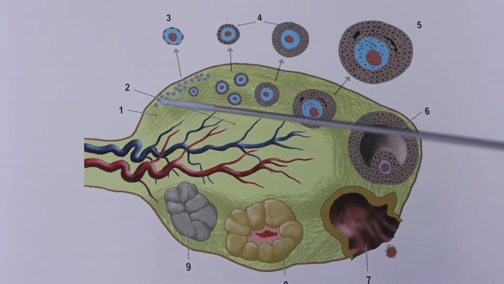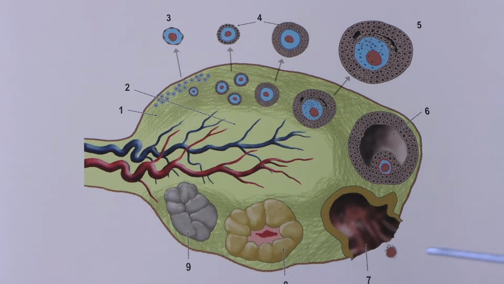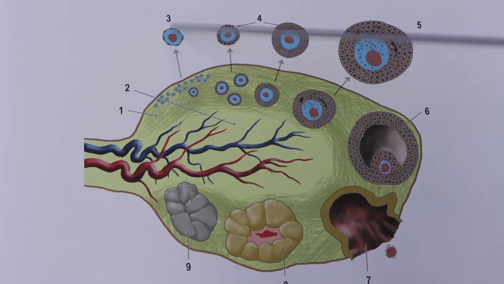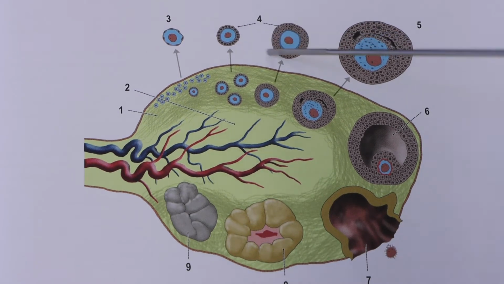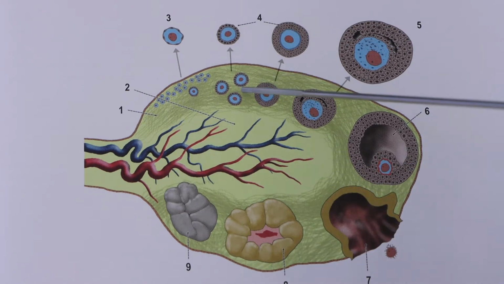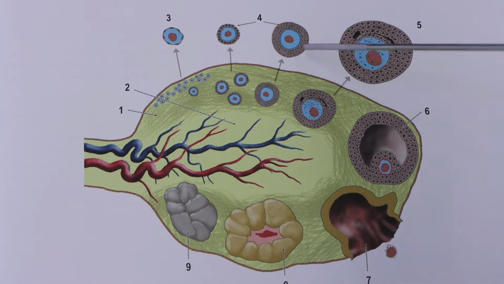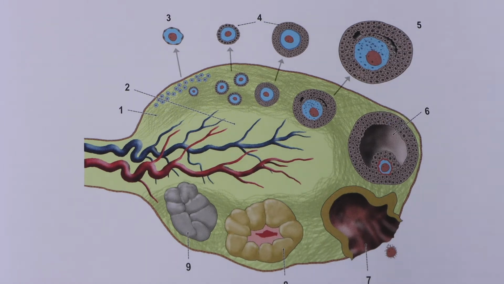As I said, in the cortex we have approximately 1 to 2 million primordial follicles, but only approximately 450 become mature. Here you can see the primordial follicles, then one of them grows and becomes the primary follicle. The primary follicles keep growing, and then we have the secondary follicles. The secondary follicles still don't have any cavity inside; this cavity is called the antrum, so they call them preantral follicles or secondary follicles.